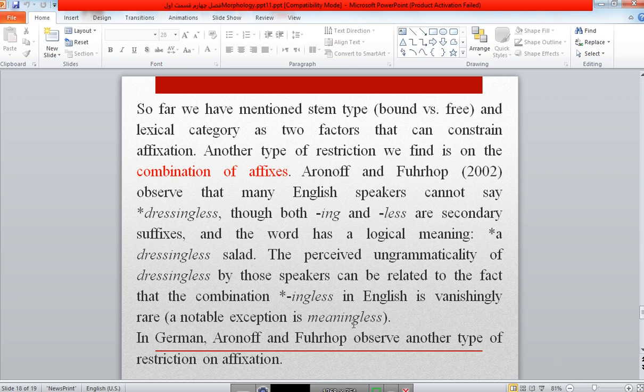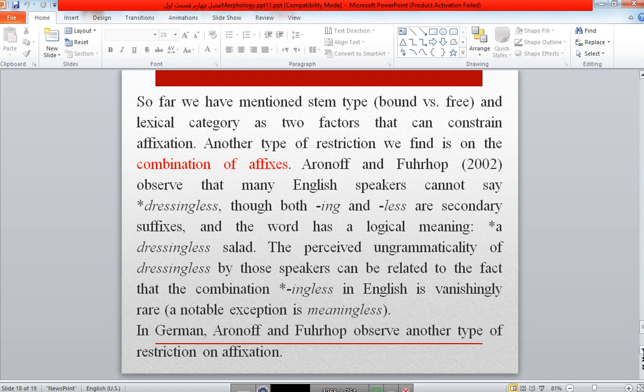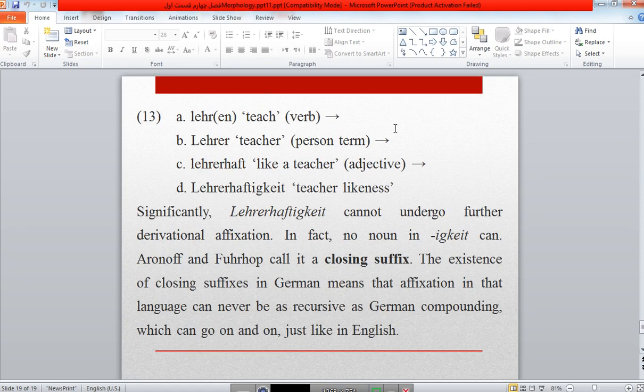Okay, in German, Aronoff and other linguists observe another type of restriction on affixation. Look at this example. You see here in German, for example, this Germanic word lehrer, we can add er to it. Lehrer means teacher, and lehrerhaft, like a teacher, and then we can add another suffix, lehrerhaftigkeit, teacher's likeness, the other word adding to it. We have a complex noun here, you see here.